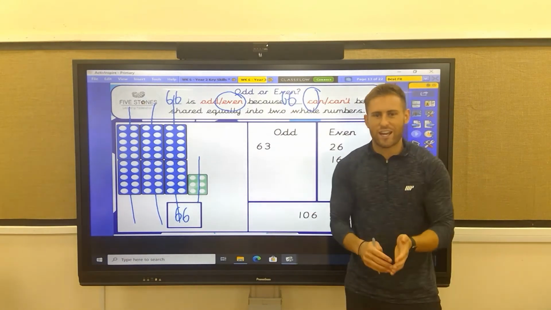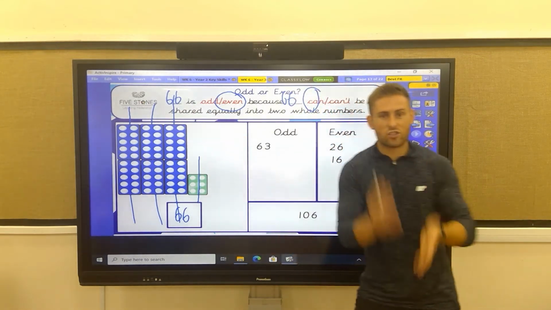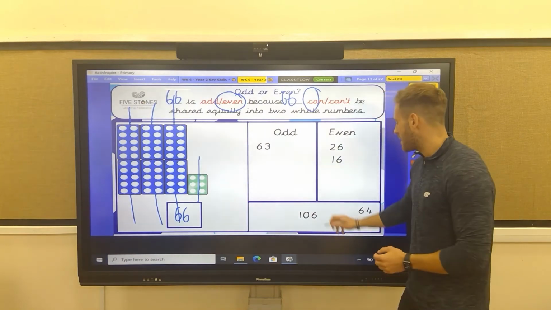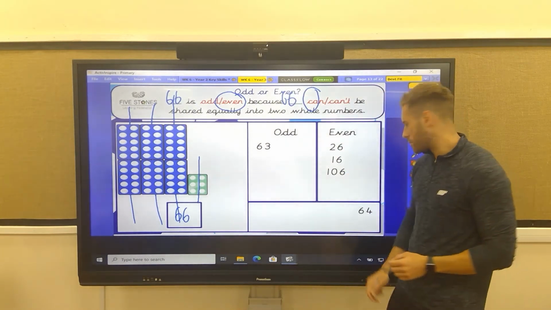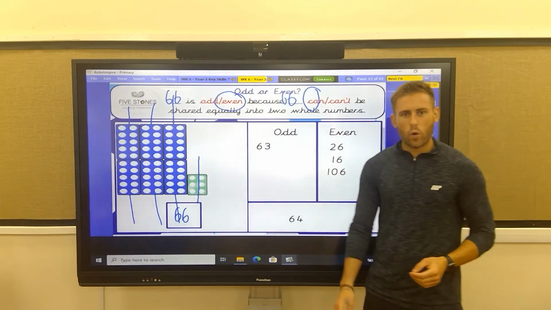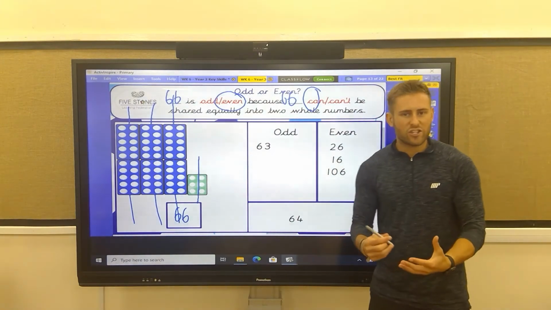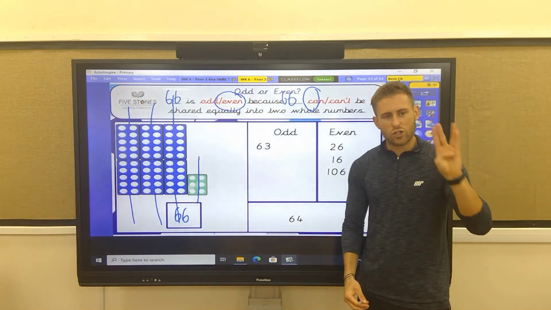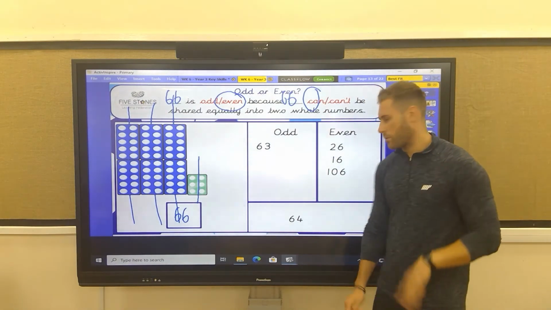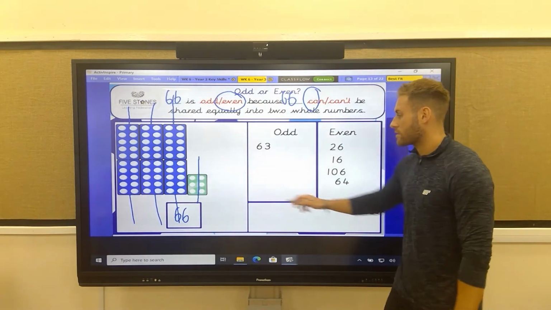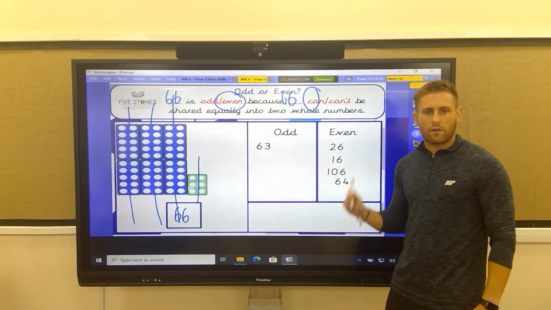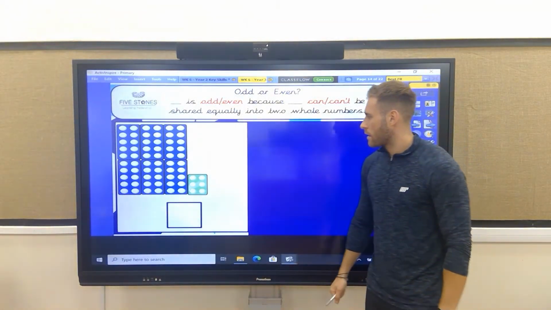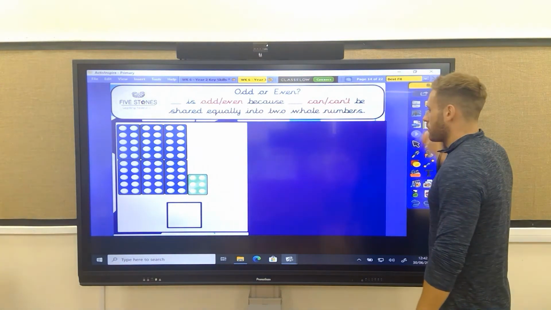106, 100 shared equally. Think about lots of those 10s consistently being shared equally, and the 6 is 3 and 3. So we know 106 is an even number too. Now finally 64, 60, yes, shares equally because it's in the 10s column, and 4, yes, that does share equally too. That 4 is an even number because we get 2 and 2. However, it wasn't because of the 6 that made this number even. 4 is also an even number. Great work.